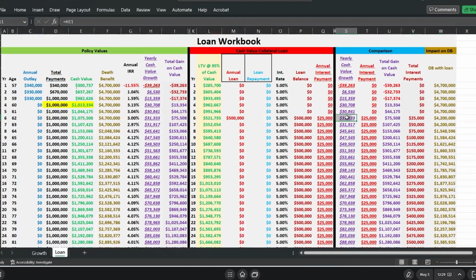Keep your eyes right here. Yearly cash value with yearly interest payment. What happens if you take 85%? $850,000. At 5%, you're paying $42,500. The growth is $31,333. You're behind.